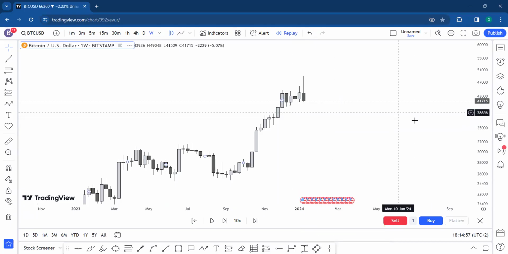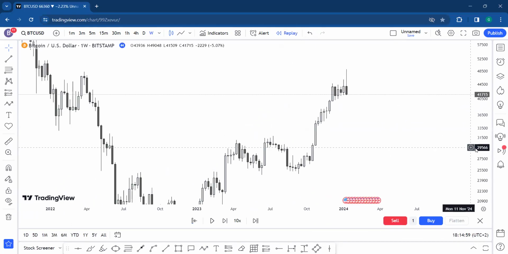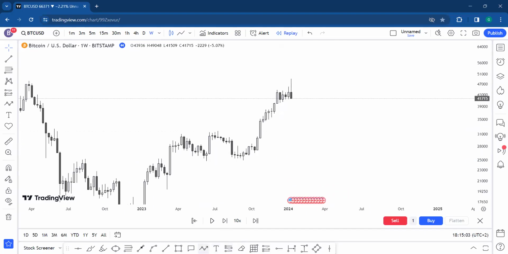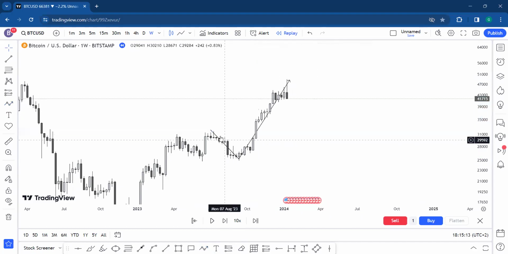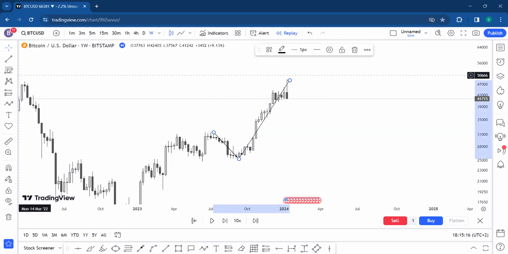So guys, here, as you can see on the weekly, we had price. Okay, cool, this is what I want to stay around. We had price printing this low, and then it breaks. So you could say the overall structure is between this and this, guys.